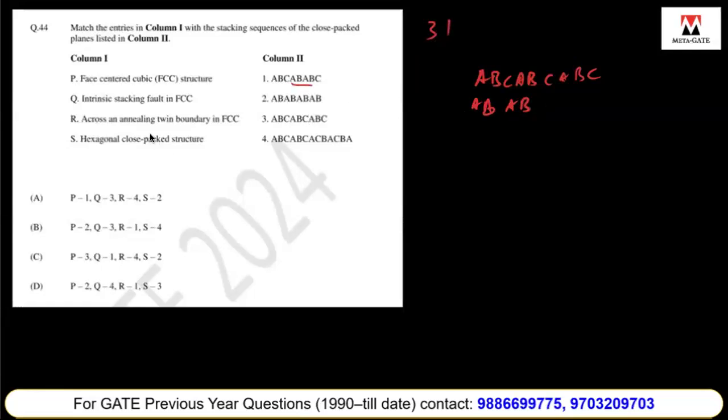Then the cross-sectional annealing twin boundary in FCC. Annealing twin boundary is nothing but if it is ABC, then there will be mirror image to the plane itself. So it is CBA. So if you consider ABC, A. So along this plane, if you see ABC, CBA, CBA. So it is 4. And hexagonal blackening fraction is AB. That is 3142.